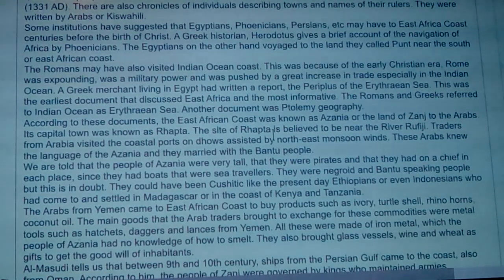They could have been Cushitic. So now she starts reaching, I guess. They could have been Cushitic like the present-day Ethiopians, which of course are an admix and a late admix, or even Indonesians who came and settled in Madagascar and the coast of Kenya and Tanzania. It's entirely true that it has it in there, and they could be extremely tan there, and that would be who they were talking about. But there's an odd genetic admix that goes into these Ethiopian area people.